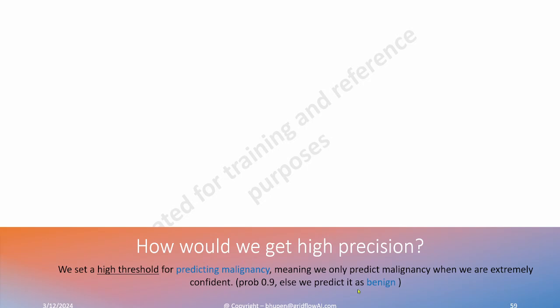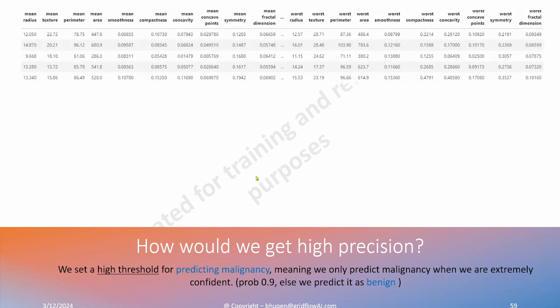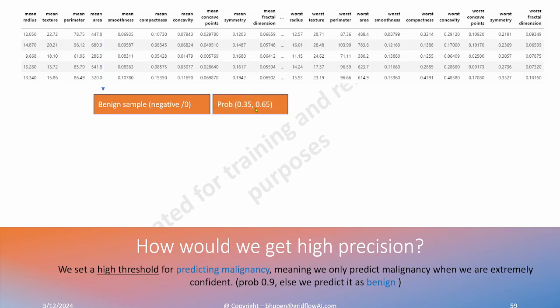Malignant is class of 1, benign is class of 0. Let's take some example here. Let's say this is your data set and we're going to take one sample at a time. Imagine the first sample we took was a benign, class of 0, and the prediction probability is 0.65, which is lower than 0.9. So that remains benign, and that's the true negative.